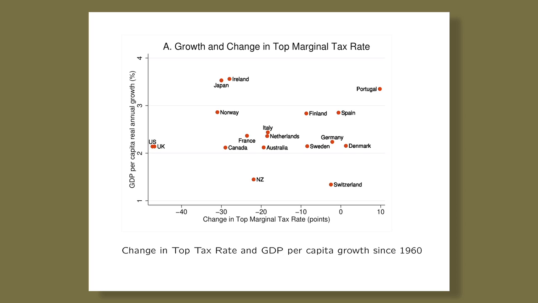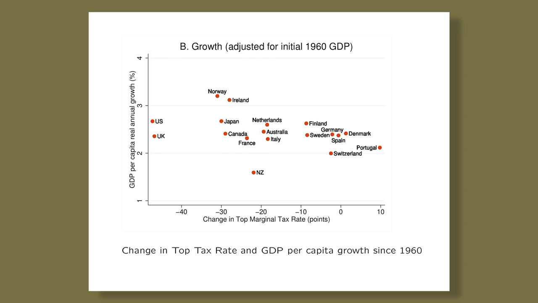So if I do it without controlling for anything, it's just a cloud, with no obvious correlation between this variable and this variable. And obviously, countries that start poor in 1960 grow a lot faster, like Japan and Ireland, than countries that start rich, like Switzerland, the US, or the UK. So to have a fairer comparison, you want to control for the initial level of GDP in 1960. If you do that, you bring all the dots closer together, and then based on this graph, it doesn't look like there is much correlation.